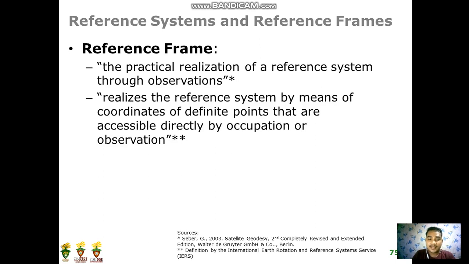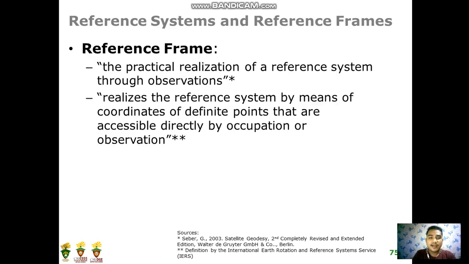Again, it realizes the reference system by means of coordinates of definite points that are accessible directly by occupation or observation. So the output of the reference system is the reference frame. The reference frame is what we now see as geodetic control stations and networks.